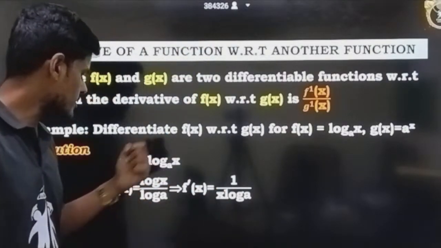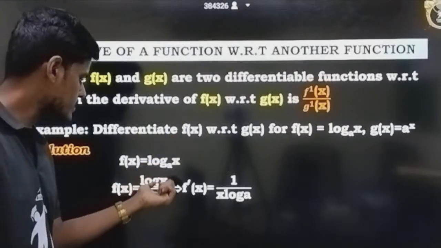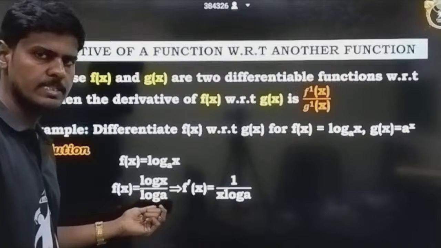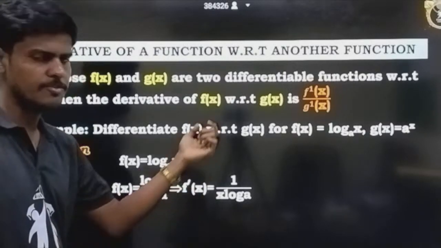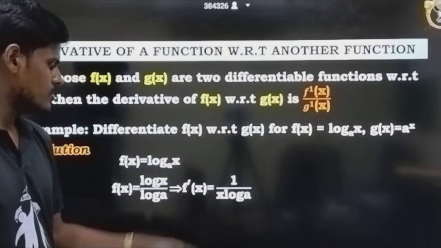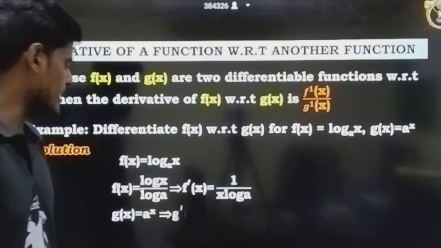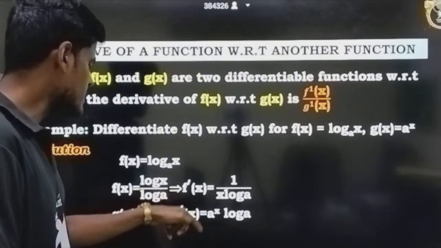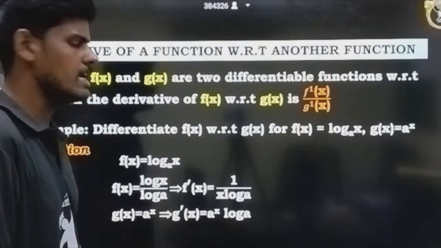So, f of x equal to log x by log a, and now the differentiation of this: 1 by log a is constant, keep it as it is. Differentiation of log x is 1 by x. So, the answer is 1 by x log a. Now, g of x is equal to a power x. Then g dash of x will be a power x into log a.